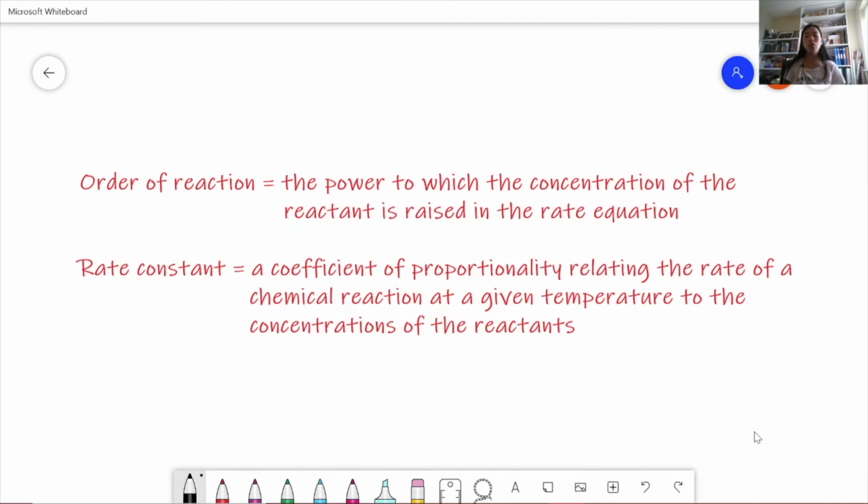So the definition of order of reaction is the power to which the concentration of the reactant is raised in the rate equation. So if we have rate equals k times the concentration of A to the power of, let's say, 2, that means that the order of reaction with respect to A is 2. And this is because this is the power to which the concentration of A is raised. And then the rate constant, which is k, is a coefficient of proportionality relating the rate of a chemical reaction at a given temperature to the concentrations of the reactants.